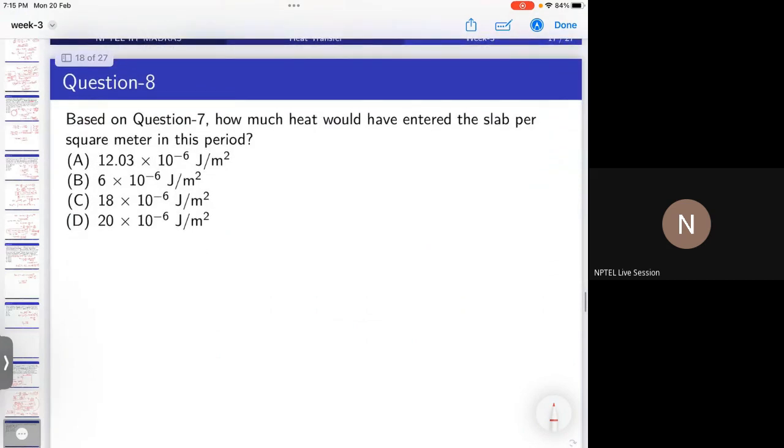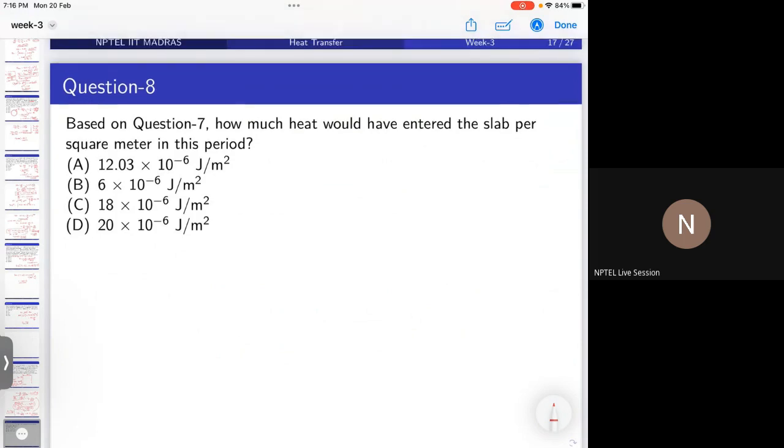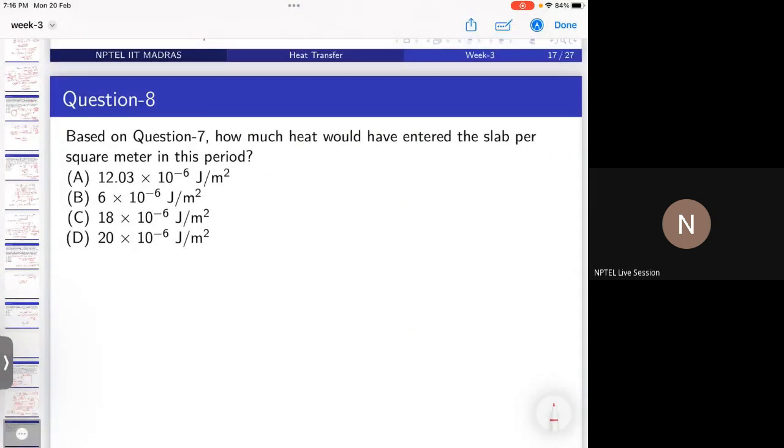So the next question is a continuation of the previous question. We have to find out how much heat would have transferred to the slab during this period per square meter.